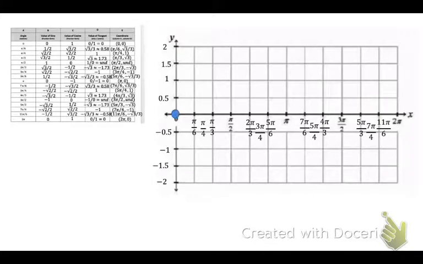Okay, so we always start at (0, 0) for tangent. That's where that first coordinate is. At pi/6, it equals the square root of 3 over 3, which is about 0.58. Pi/4 is 1. Pi/3 is the square root of 3, which is about 1.73. Then at pi/2, it's undefined. So that's an asymptote. You just draw a dotted line right there.